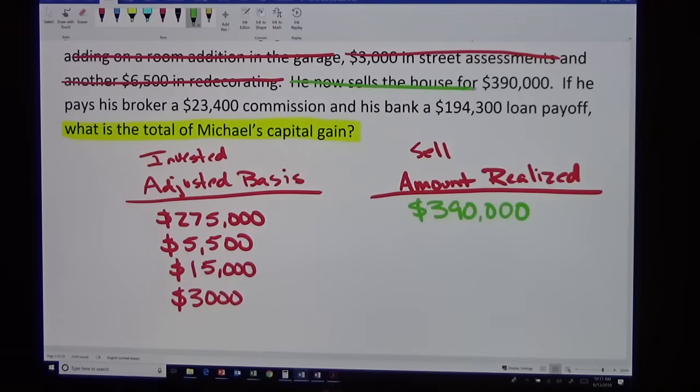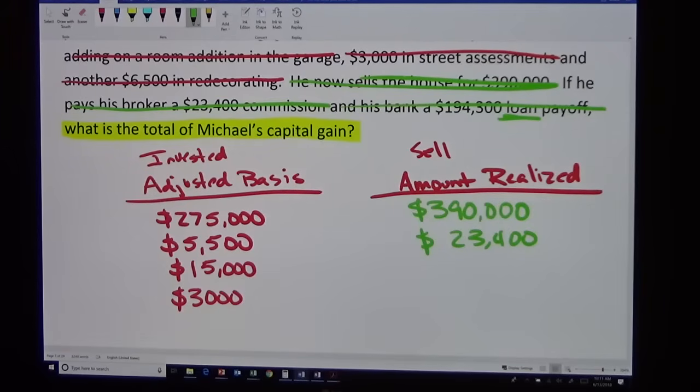He pays his broker a $23,400 commission. Well, he pays the broker when he sells, so that's going to go over here, $23,400 in commission. And his bank, $194,300 loan payoff. Well, there's that word again, loan. We don't care about loans when we're talking about capital gains, so we're just going to eliminate that. Now, everything on our adjusted basis side is going to be a plus. We're adding all these numbers. Whereas everything on our amount realized side is going to be a minus.